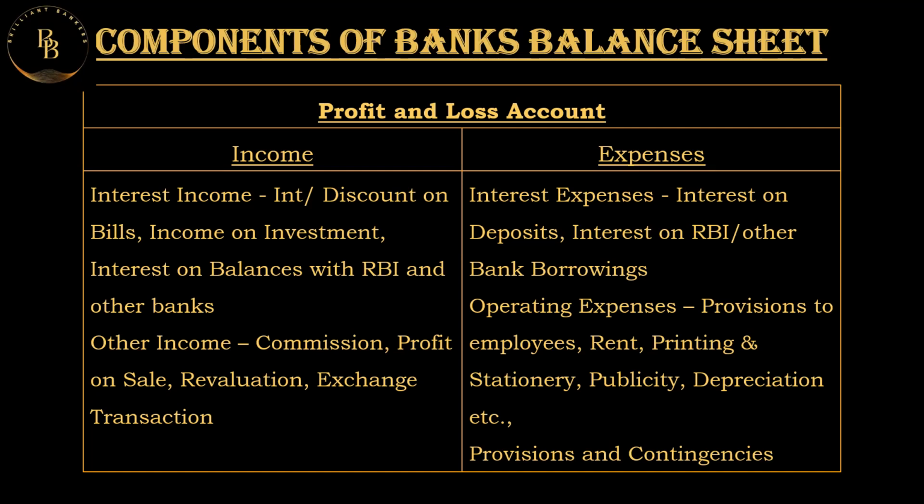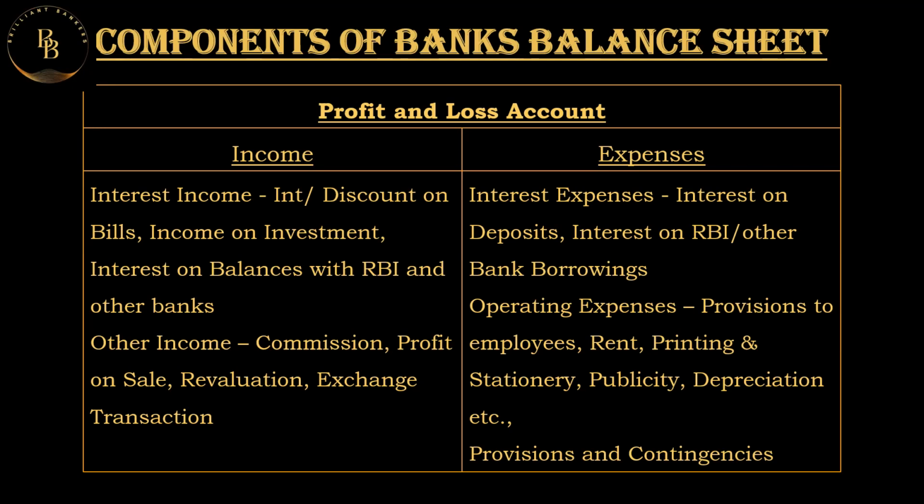Interest income defines all income from the interest on deposits in other banks, interest from the advances given to customers, and the profit they gain on the discounting of bills. The other income is the income from commissions, exchange and brokerages, the profit on the sale of their investments, the profit on the sale of their assets, and income earned on the dividends from their investments.